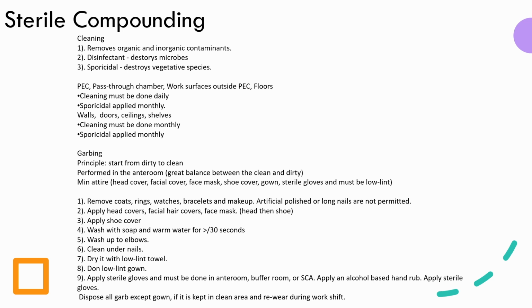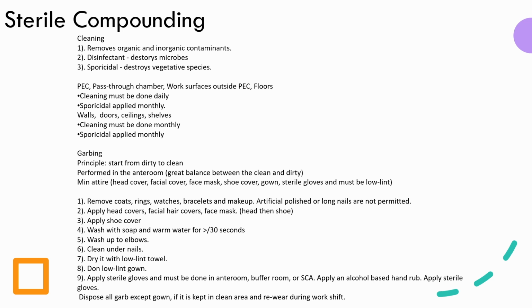Okay, so when it comes to cleaning, there are three different categories. The first one is the actual cleaning component, where you remove organic and inorganic contaminants. The second one is disinfectant, which destroys microbes. And the last one is the sporicidal, which destroys the vegetative species. So this is more thorough cleaning, one way to think about it.